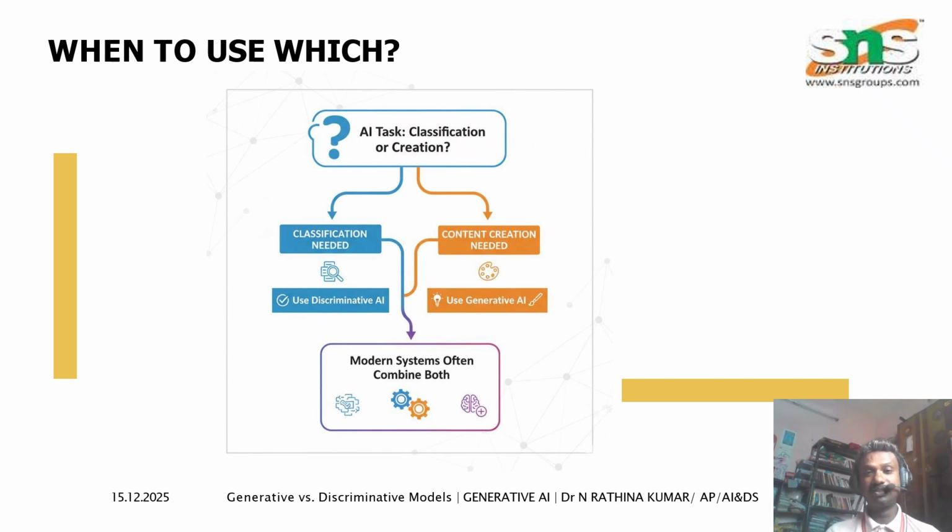When to use these two models? If classification is needed, you go for discriminative. If you want to create any new content, you must use generative AI. But nowadays, modern systems can combine both these concepts.